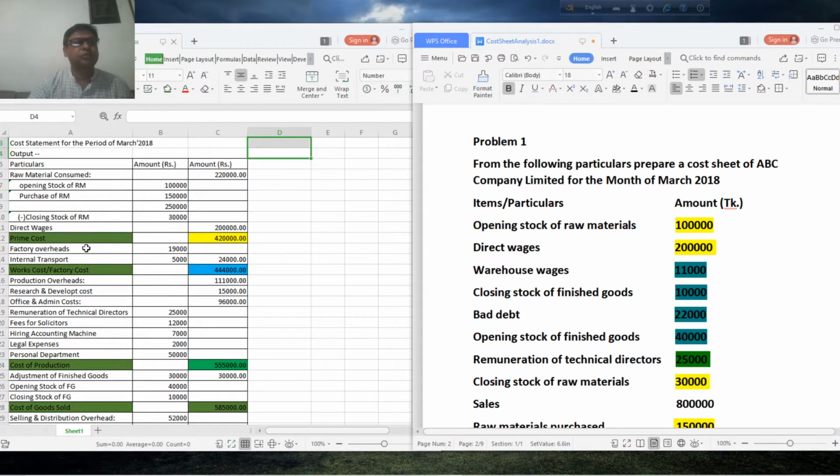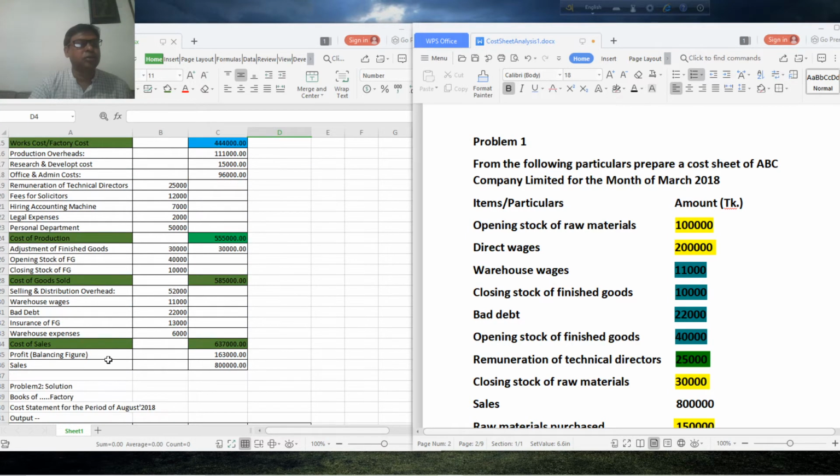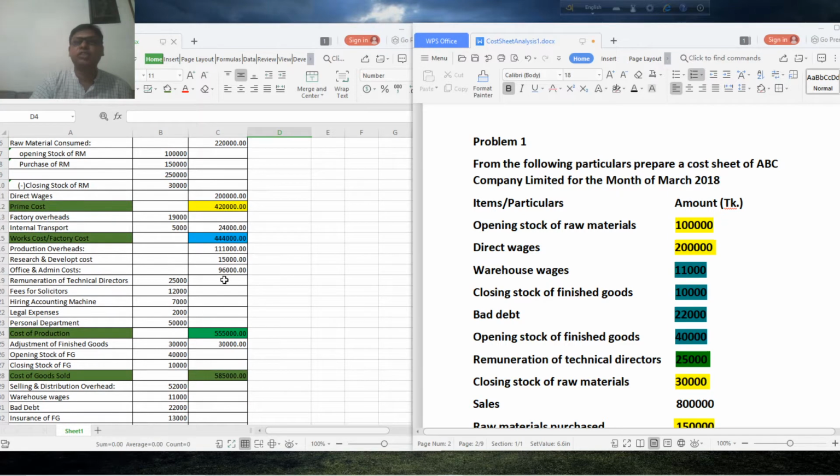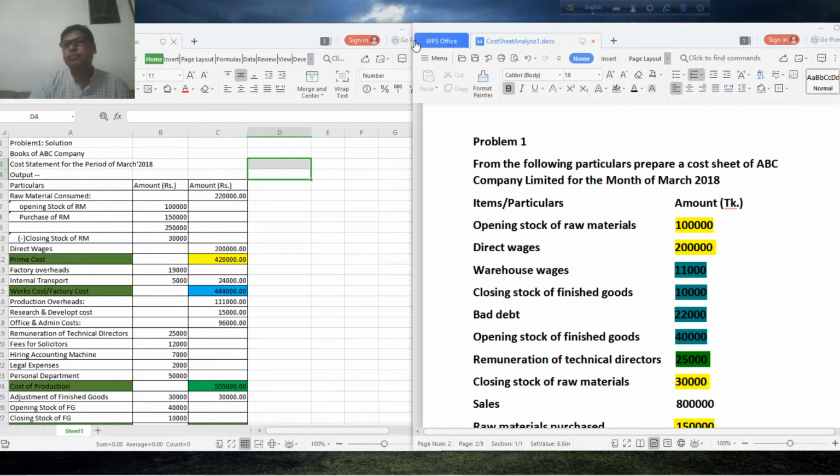First you have to find out the prime cost, then works cost, later on cost of production, cost of goods sold, and cost of sales, and these are the major segments of a cost sheet. In this first problem, the information is given that a factory of ABC produces goods, and you have to prepare a cost sheet for the month of March 2018.